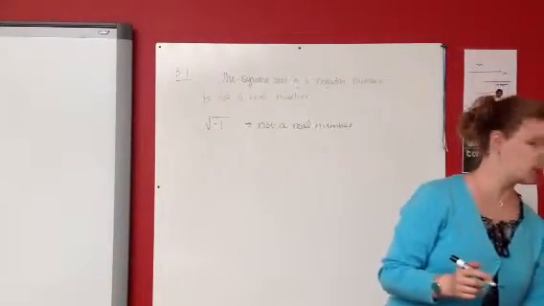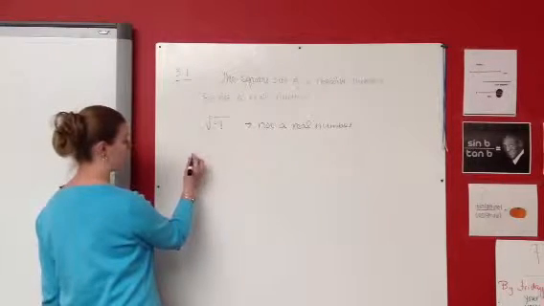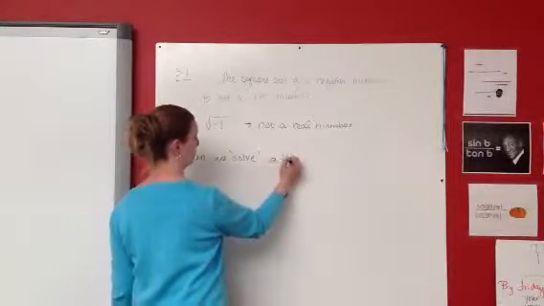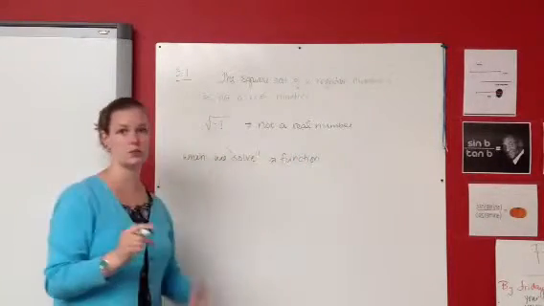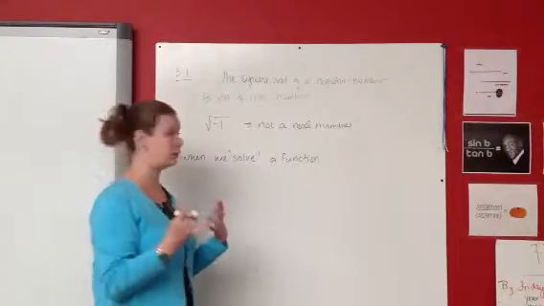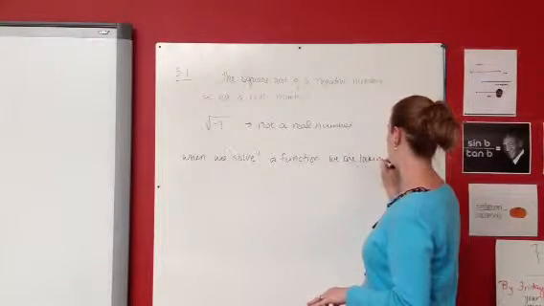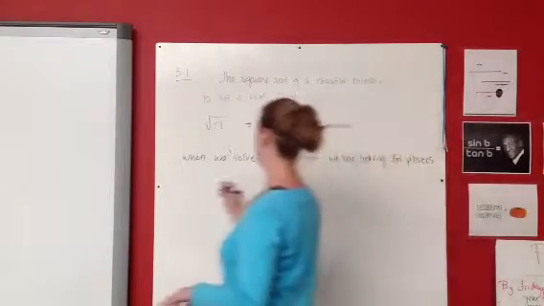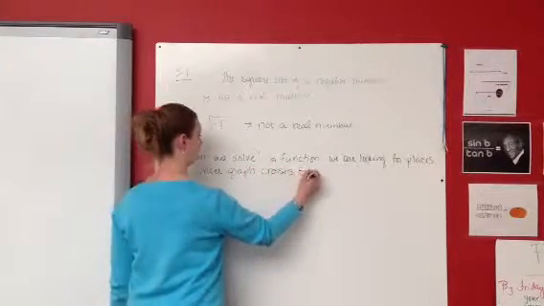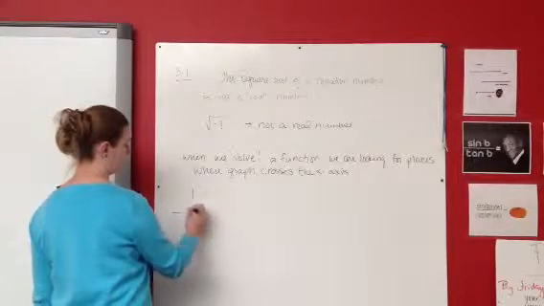Now, another thing to note before we delve into Chapter 3 is that when we're talking about quadratic functions, or any function for that matter, what we're doing is looking for the places where the graph crosses the x-axis. So using a quadratic function as an example, we know a quadratic function makes a parabolic curve.